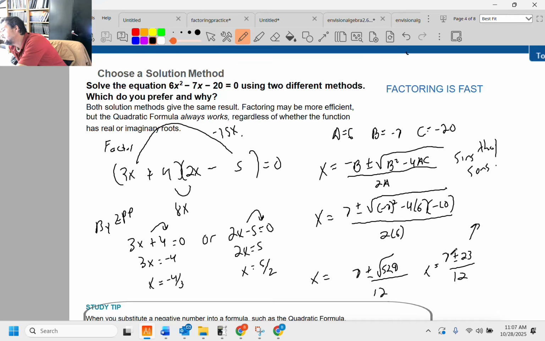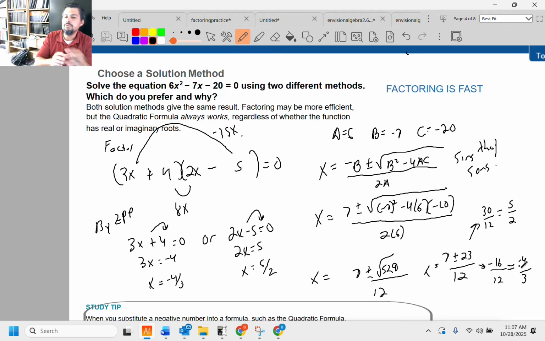And as small as these numbers are, we can do it. 7 plus 23 is 30. 7 minus 23, what's 7 minus 23? If you're thinking negative 16, you are correct. Do reduction, both divisible by 6, that's going to be 5/2. Do reduction, both divisible by 4, that's negative 4/3. And there's your two x values.